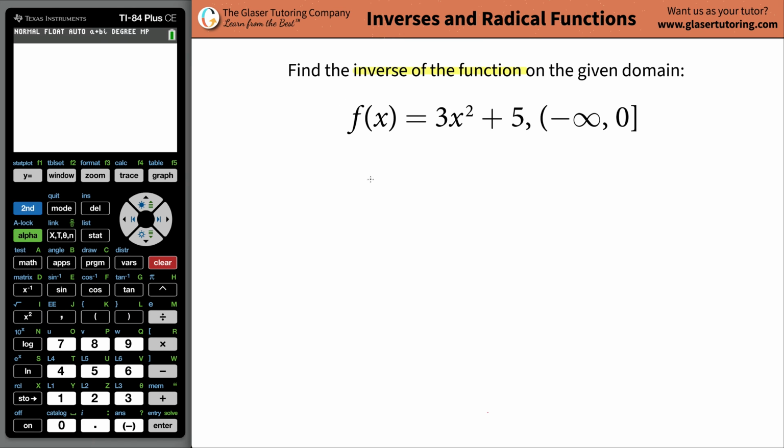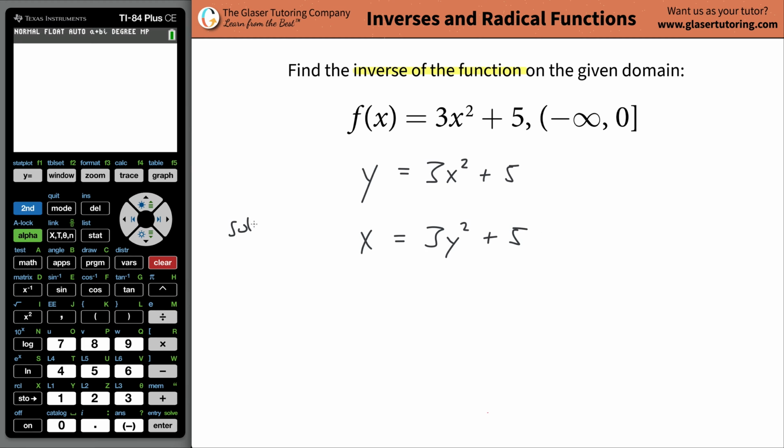So you're going to take your f of x, and all you're going to do is write it as a y. Okay, that's going to be the first step. So anywhere you have your f of x, just write y. Then anywhere you have a y, you're going to write x. And everywhere you have an x, you're going to write a y. So this now becomes x is equal to 3y squared plus 5.